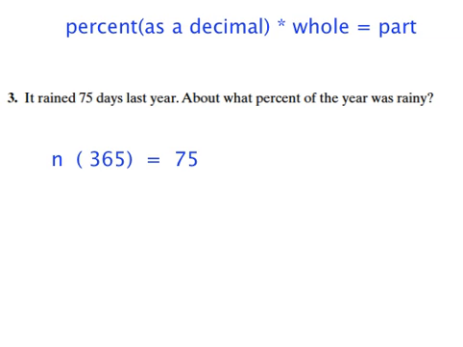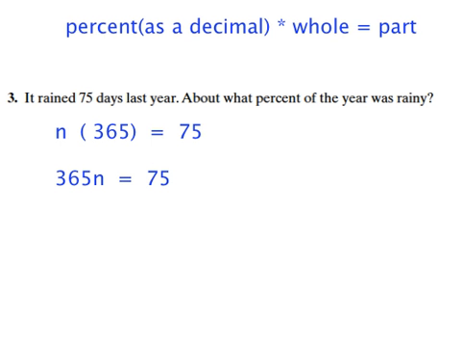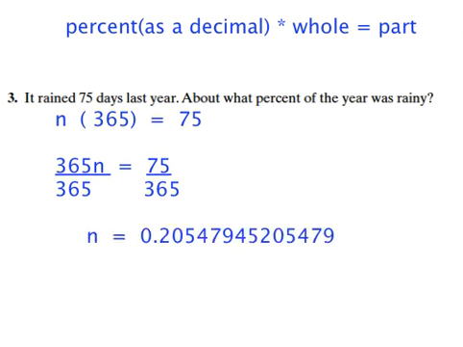We're trying to find the percent, so that's going to be our variable. There are 365 days in a year, so that's our whole. And then our part is 75 days. We need to rewrite the n times 365, so it should be 365n equals 75. We divide both sides by 365. 75 divided by 365 is 0.20547945205479. Remember, this is the decimal form of the percent.